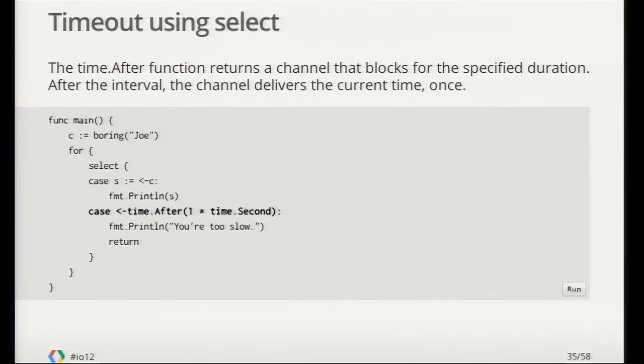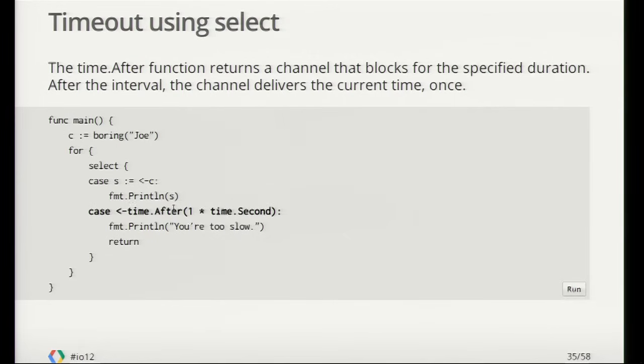Now, we can use selects to do all kinds of interesting things. One of the most important is we can use it to time out a communication. So if you're talking to somebody who's very boring, chances are you don't want to wait very long for them to get around to saying something. So in this case, we can simulate that with a call to a function in the library called time.After. And here, this select statement says either we can get a message from Joe, or a second's gone by and he hasn't said anything, in which case we'll just get out of here.